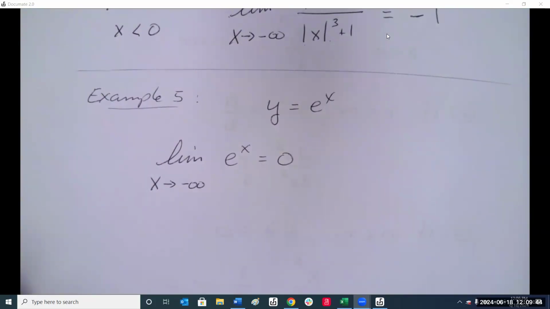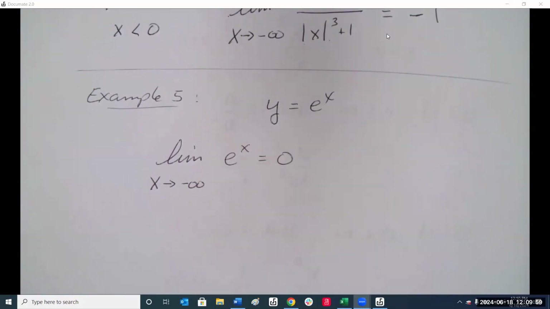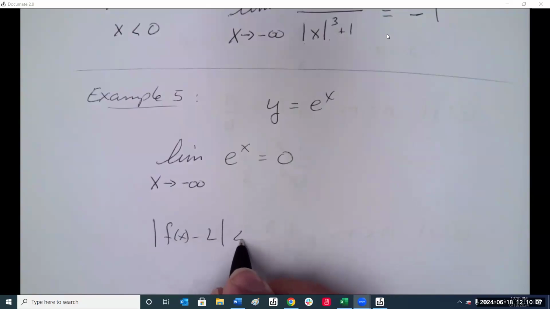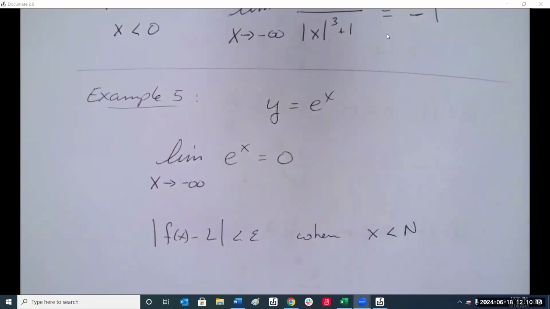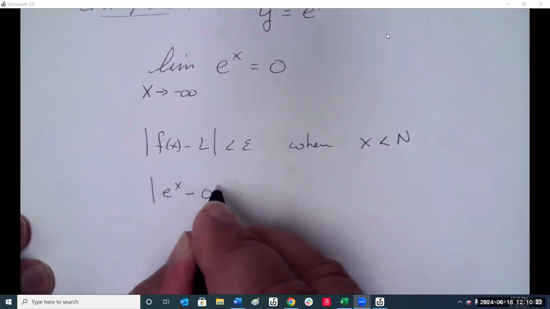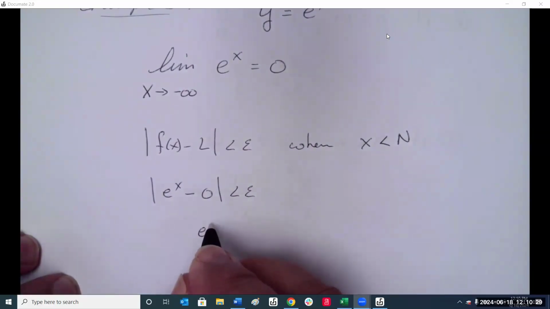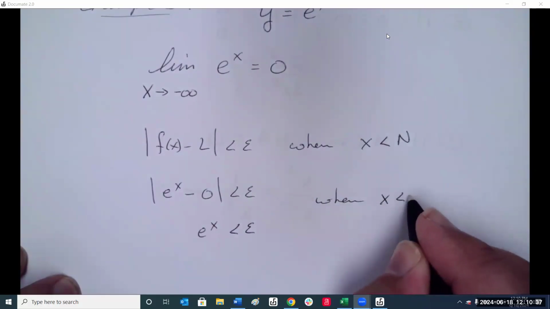Why? Because we're going to negative infinity, so we can't do it mathematically. So let's go back to the first definition. We had f of x minus L is less than epsilon whenever x is less than some value n. So we have e to the x minus our limit 0, which gives us e to the x is less than epsilon whenever x is less than n.